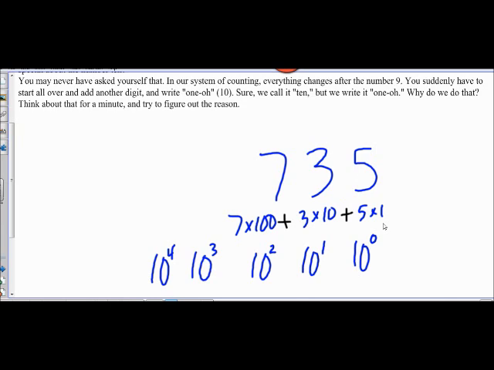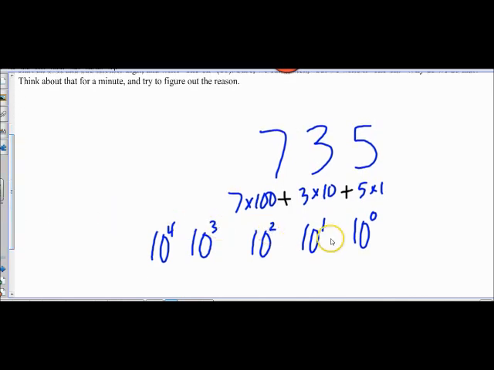Why are those the places? The reason is that we have a base 10 number system, and those are all powers of 10, starting with 10 to the 0, which is 1. And so this is the ones place. This is the first place in decimal. What numbers fit into the ones place? Well, 0, 1, 2, 3, 4, 5, 6, 7, 8, 9.